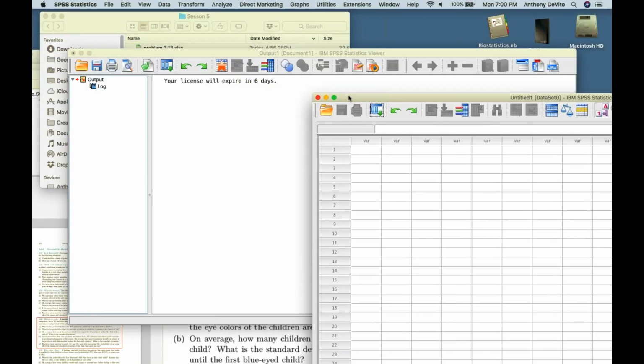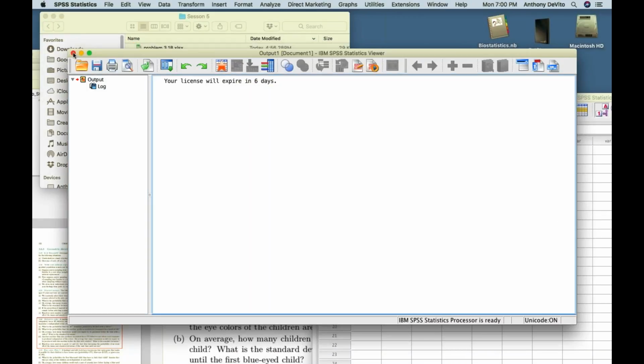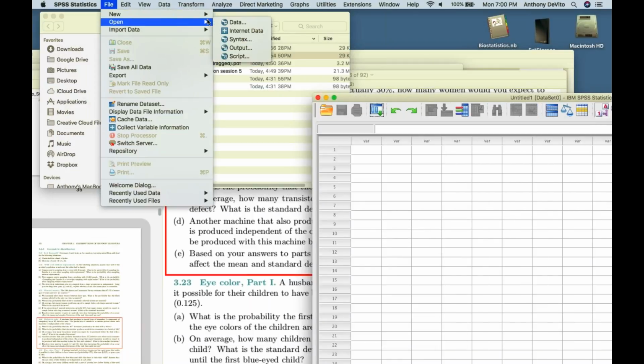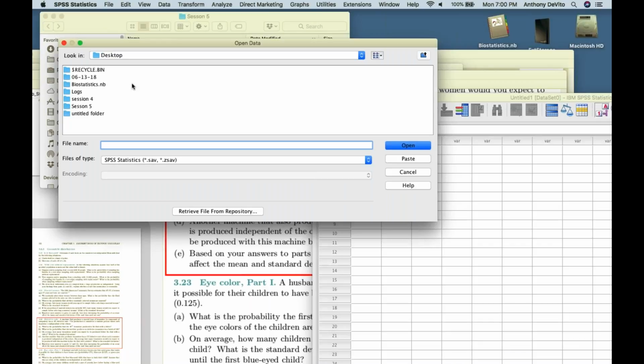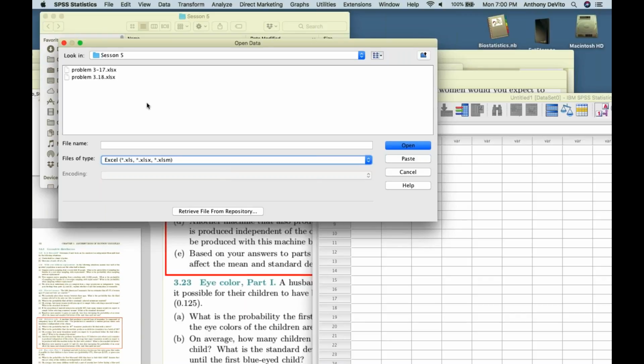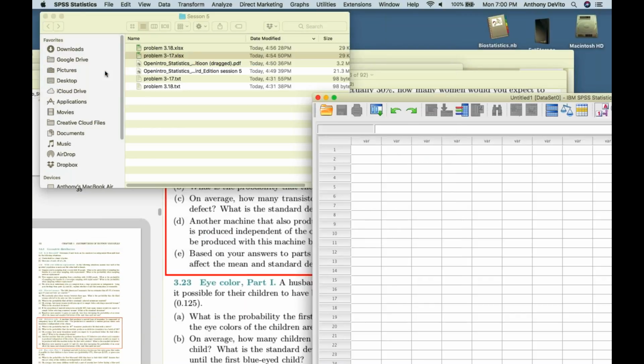Okay, so I am going to, oh, my license is going to expire soon. Okay, so I'm going to SPSS. I'm going to say open data, find my Excel file, which is on my desktop in session 5. I have to search for Excel files so I can find them. And let's open this one first.